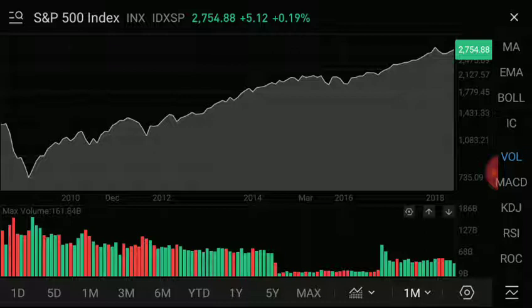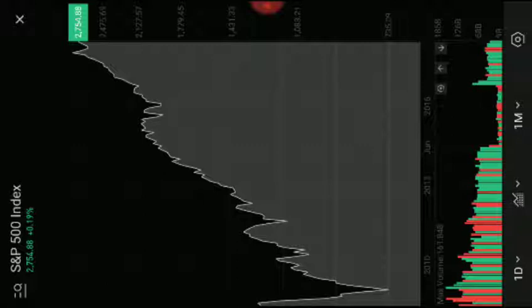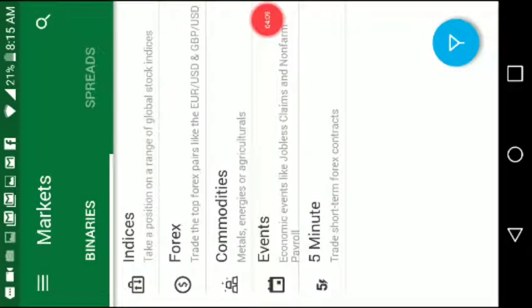Let's go and take our spread position. Okay, now to take a position on the S&P or any market, first thing we do when we go to the Nadex app is market.